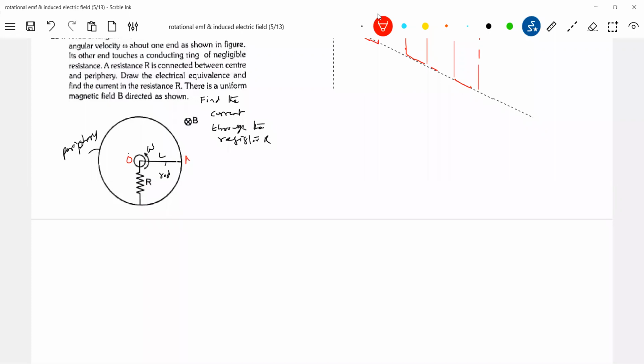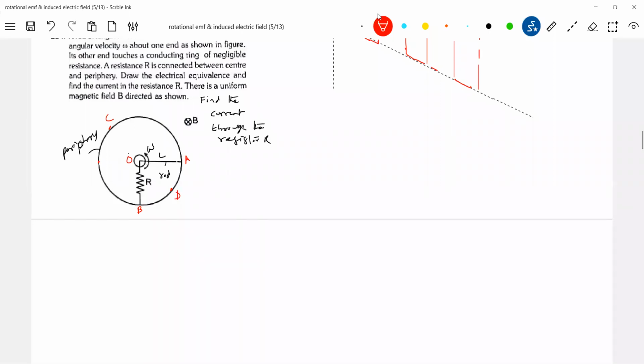This is O, A, this is B, and let me take this as C, and let me take this D. Let me indicate those points, it will be much easier for us.